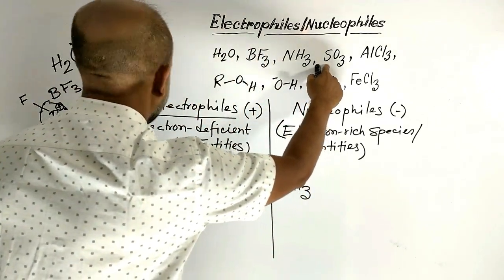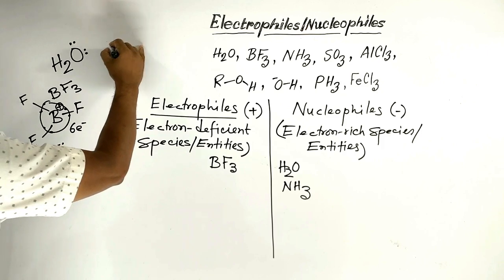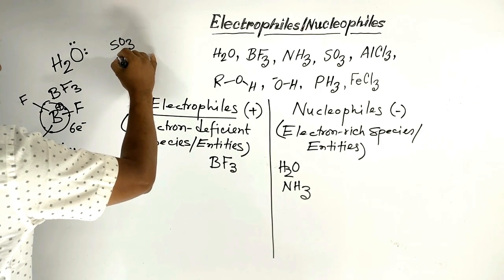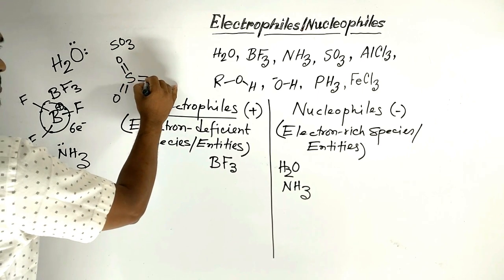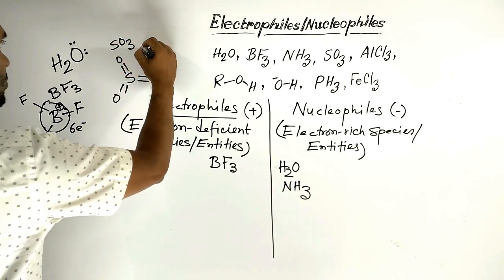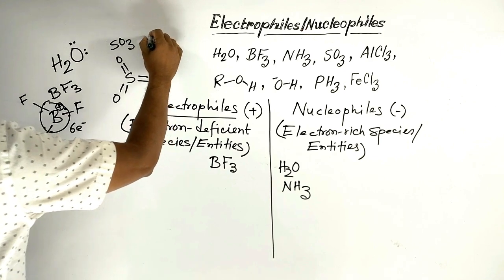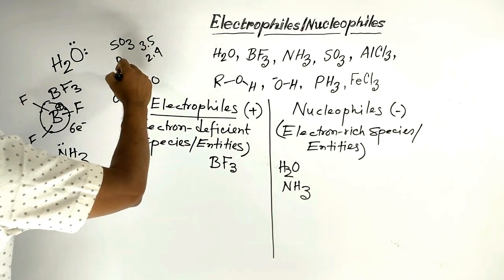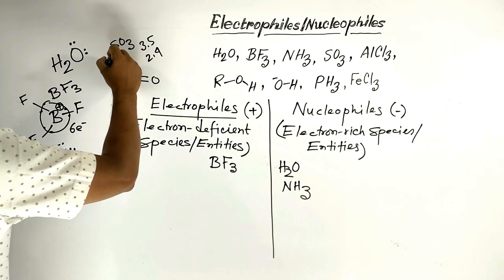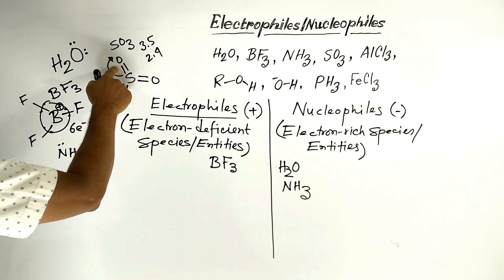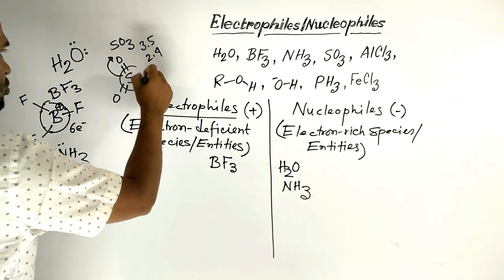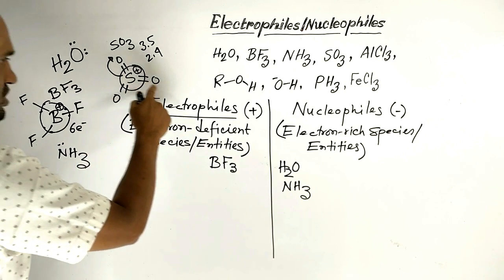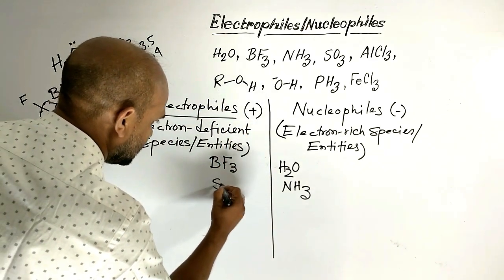Now, sulfur trioxide. Structure formula of sulfur trioxide is this: electronegativity of oxygen is 3.5 and electronegativity of sulfur is 2.4. So covalently bonded electrons move towards oxygen, and as a result, around sulfur positive character appears. So sulfur trioxide is a kind of electrophile.